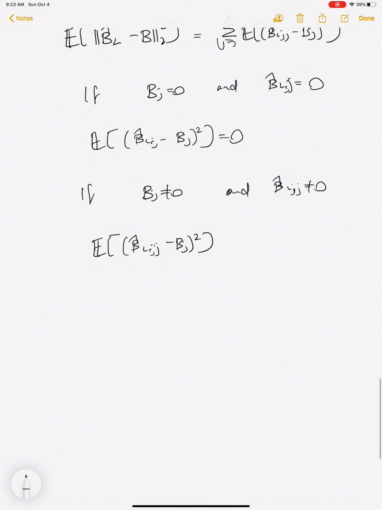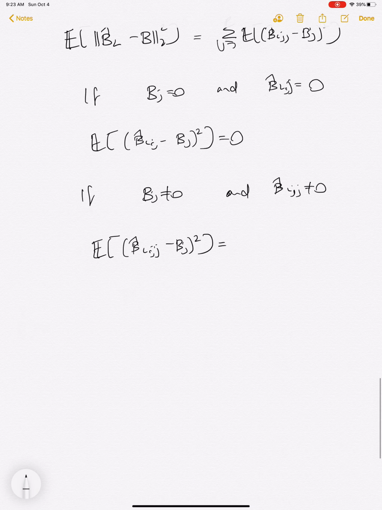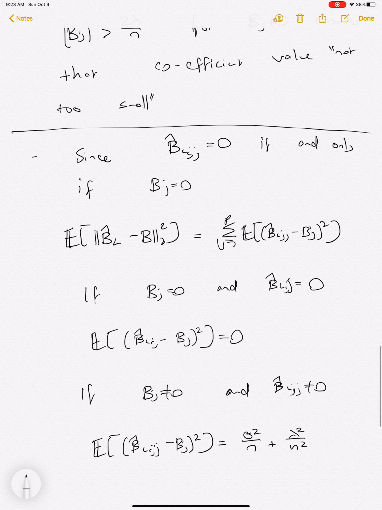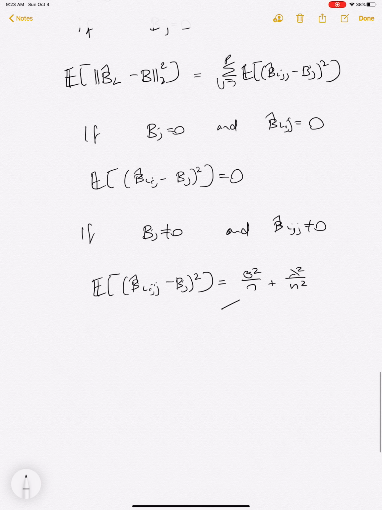so we know that in that case, E of b hat lj minus bj squared, you're just going to get sigma squared over n for the noise term, and then plus lambda squared over n squared. You can think of this as the variance plus a bias. So obviously, we're introducing bias to ensure things are 0.